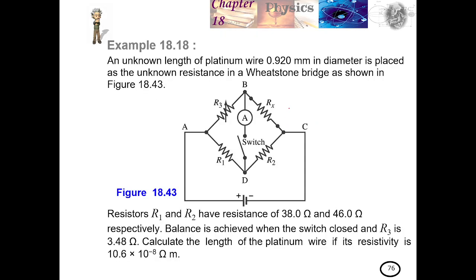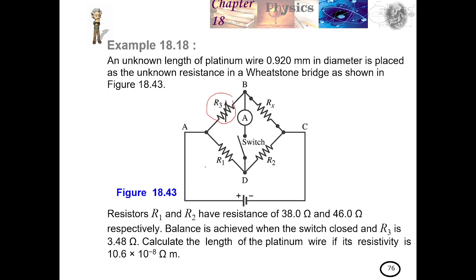Okay, an unknown length of platinum wire, 0.920 in diameter, is placed as the unknown resistance in a Wheatstone bridge, as shown in the figure. Okay, so you have here 1, 2, 3, 4, and this is showing a resistor where you can change the resistance, what we call a rheostat. Okay, we can change the resistance to be higher or lower.